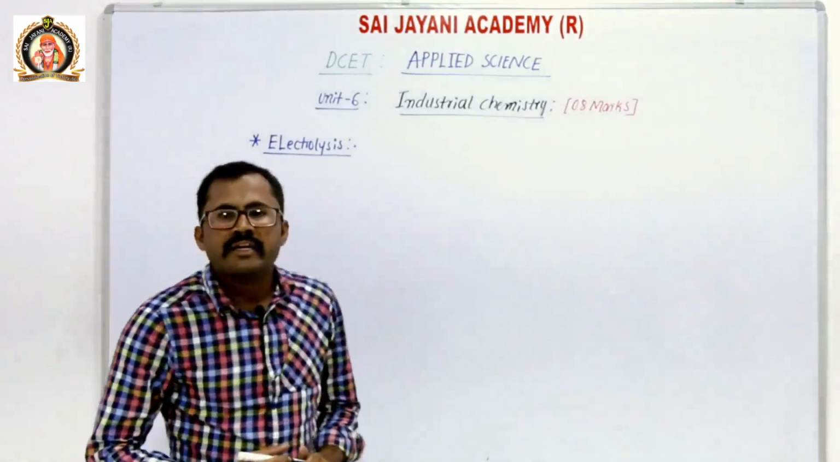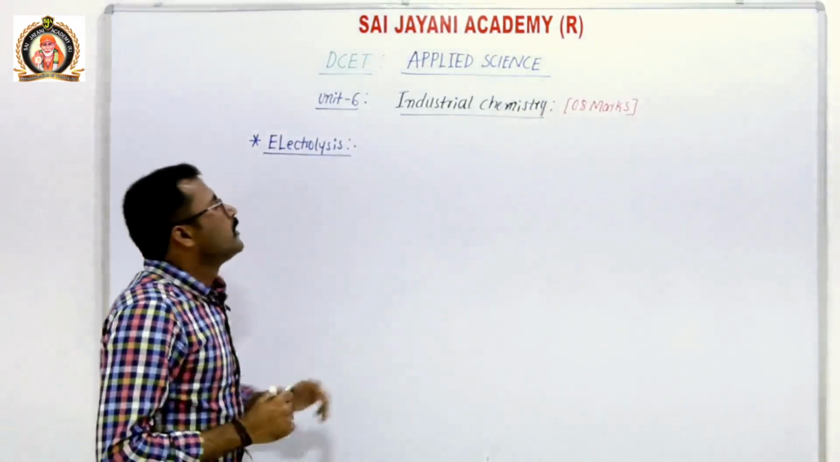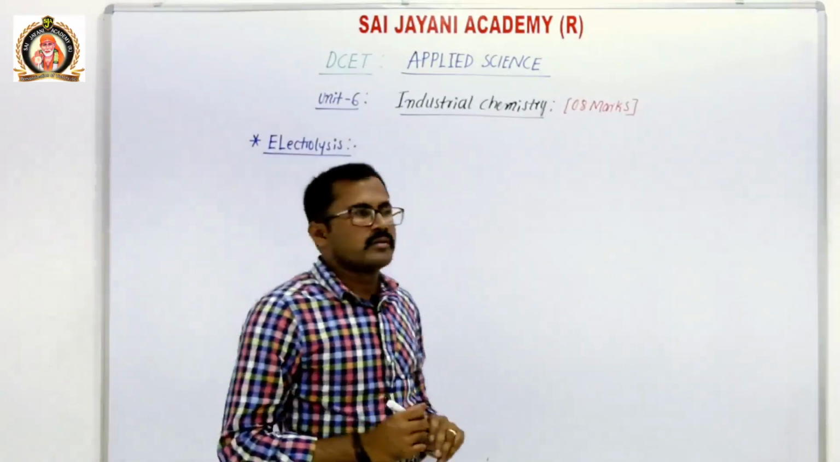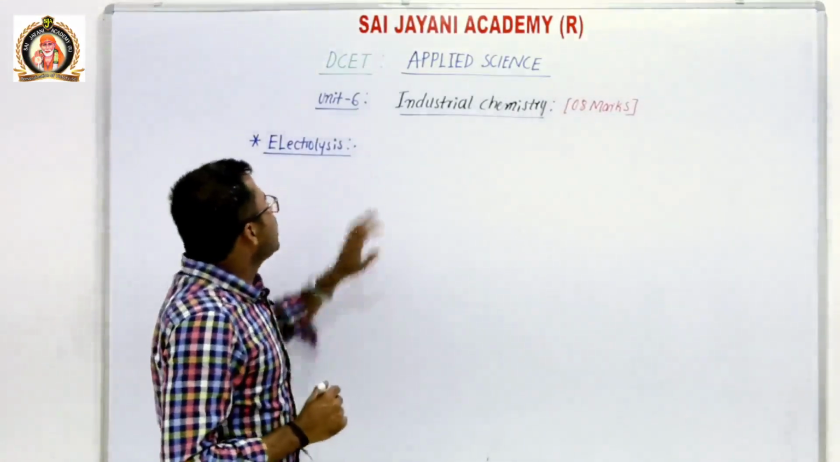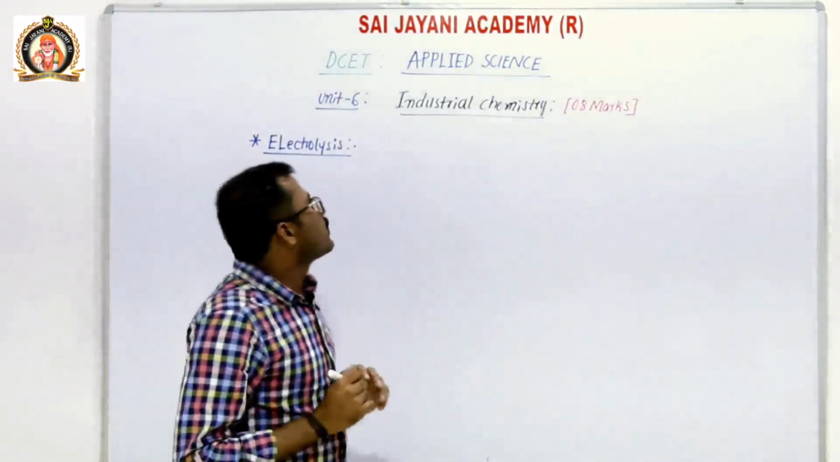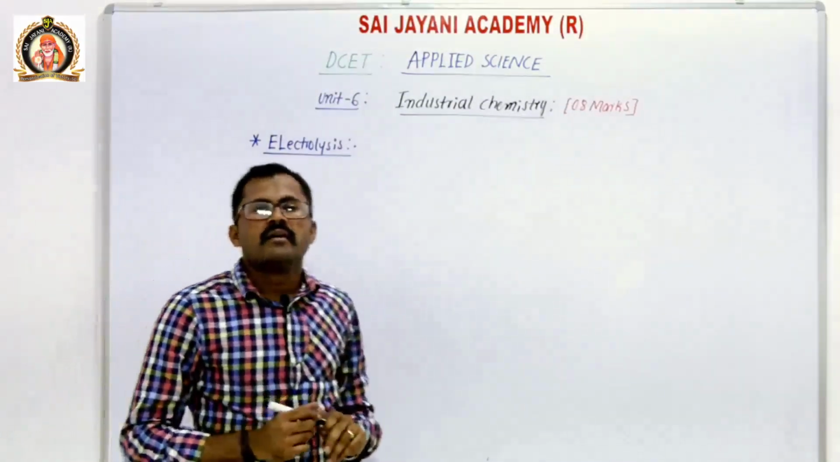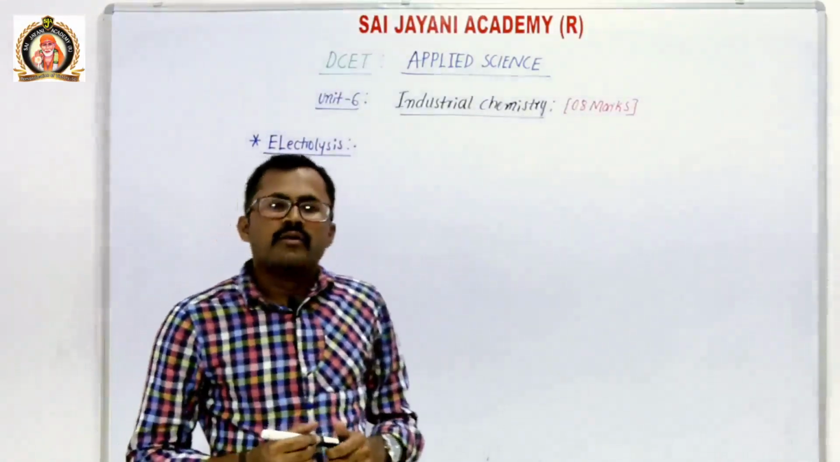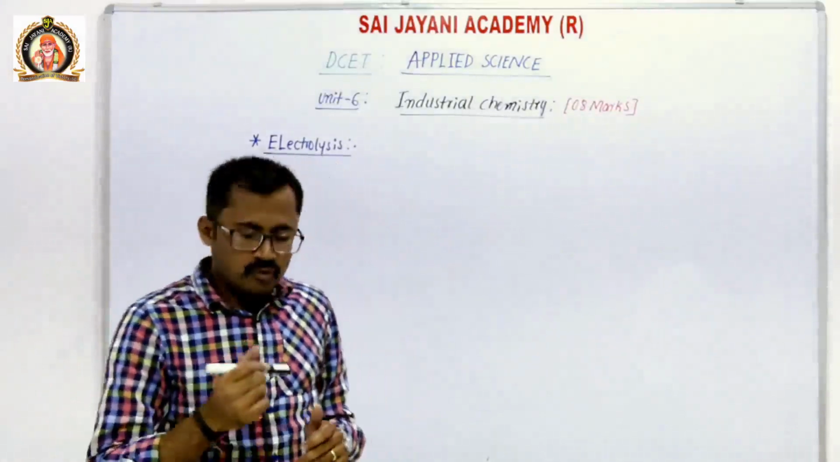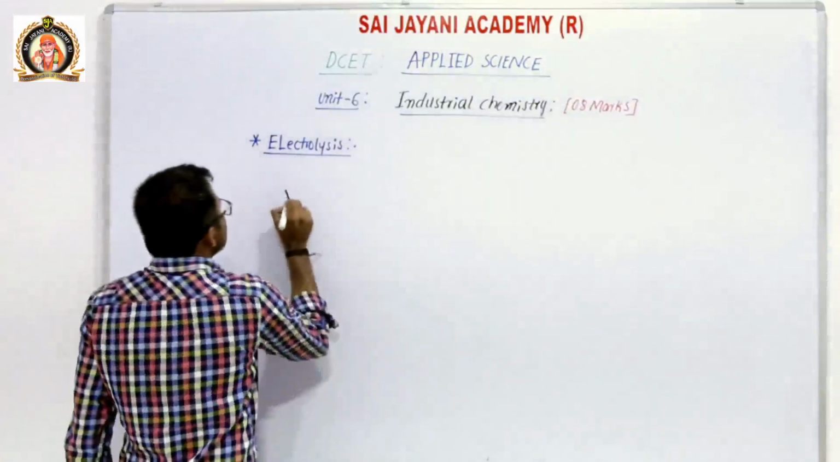So next unit is industrial chemistry from the DCET point of view. It is for 8 marks. Industrial chemistry, unit number 6. In this chapter, the very first concept is electrolysis. Before going to electrolysis, we have to know what conductors are. So the first concept is conductors.